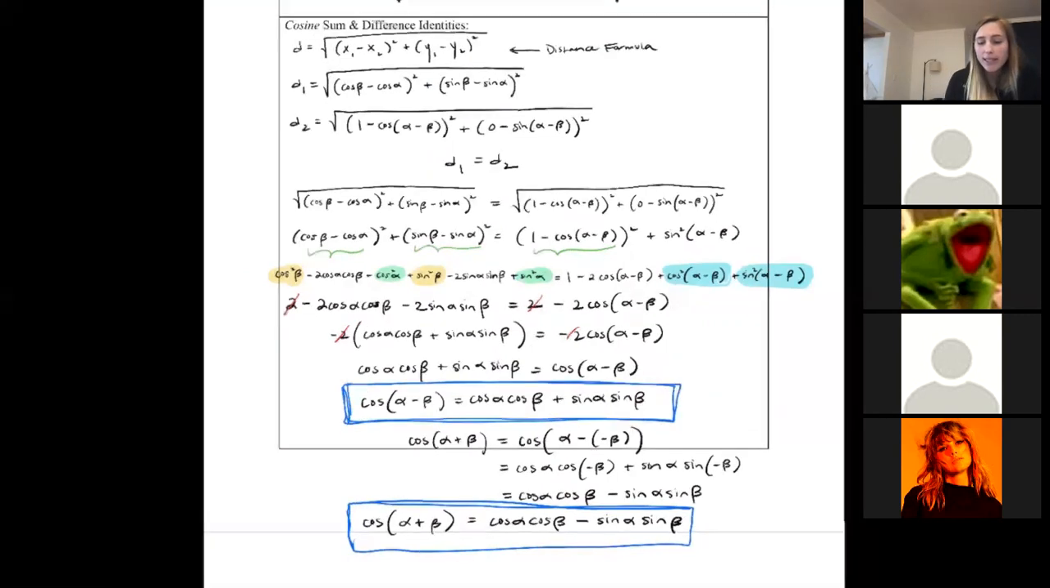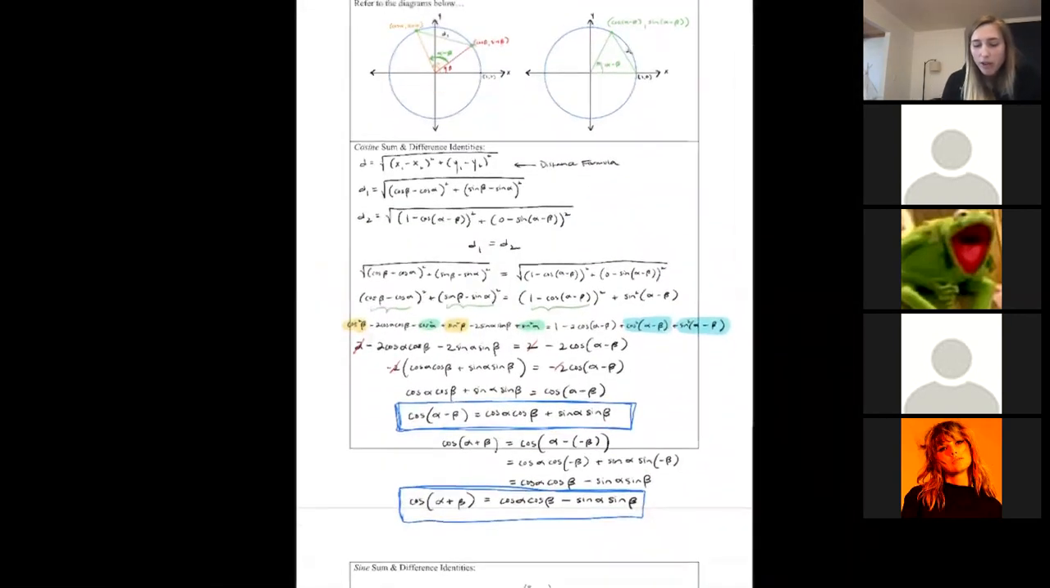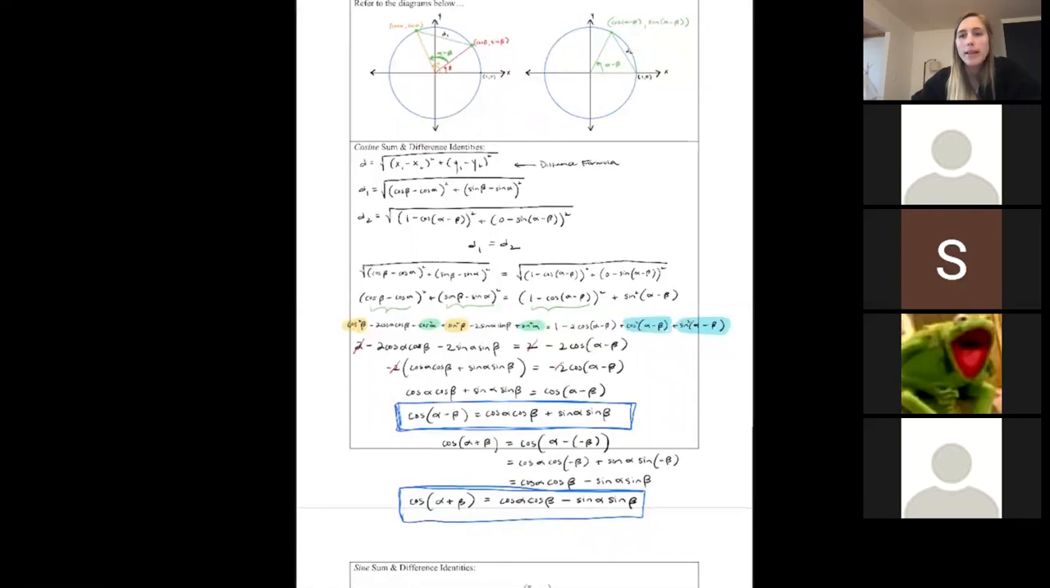Okay, so we've just derived the cosine sum and difference identities. Well, we did difference first and then we did sum. Does anyone have any questions so far? I'm thinking that we will do the sine sum and difference identities, which are much easier to derive. And then we'll stop, and we'll finish next time. Does that sound okay to everyone? Yeah. Okay, thank you.